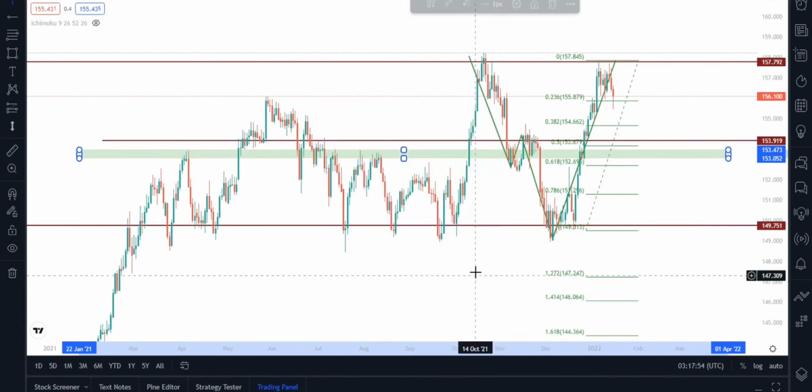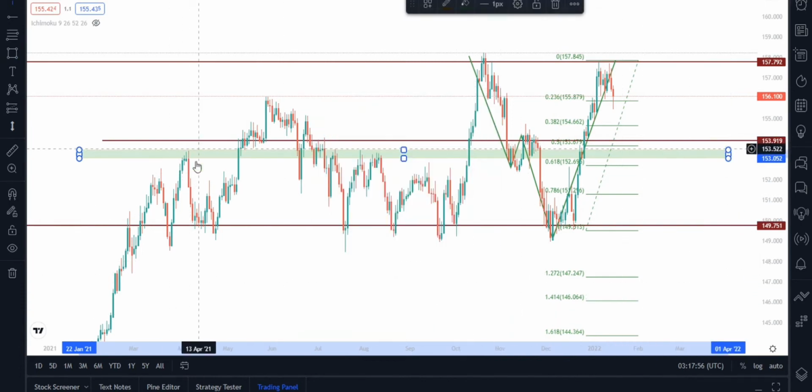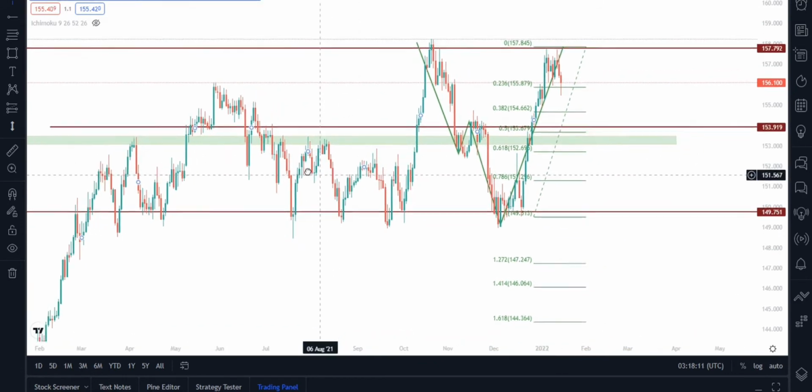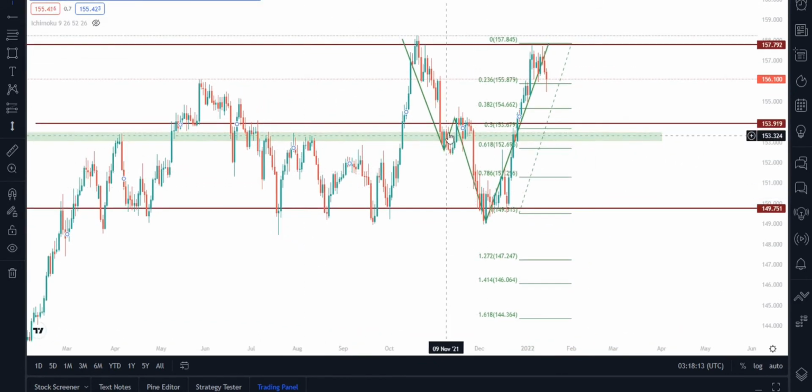When you go back in the past, you can see that this area was a resistance, broke above, then as a support, respected for the first time, here for the third time, here as a resistance for the fourth time, for the fifth time as a resistance, sixth time as a resistance, seventh time as a support, another seventh time as a support, and broke above.